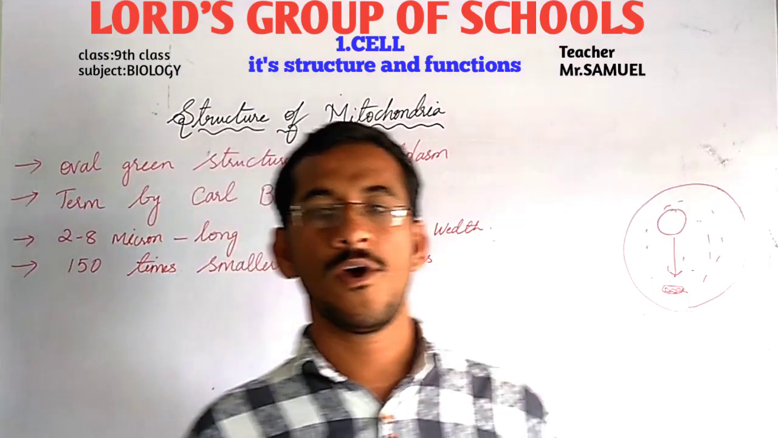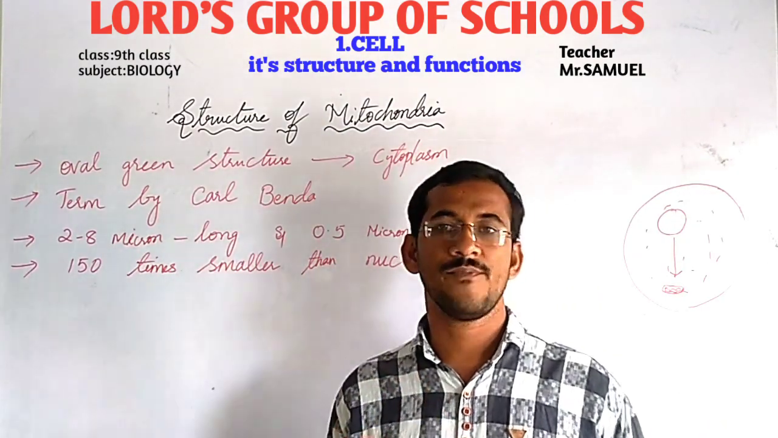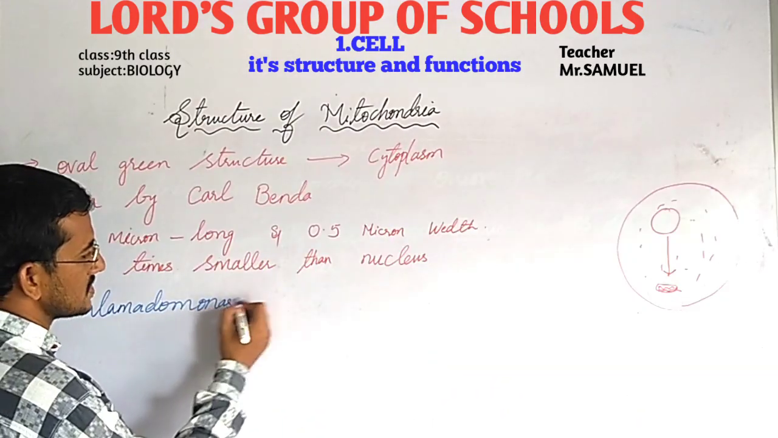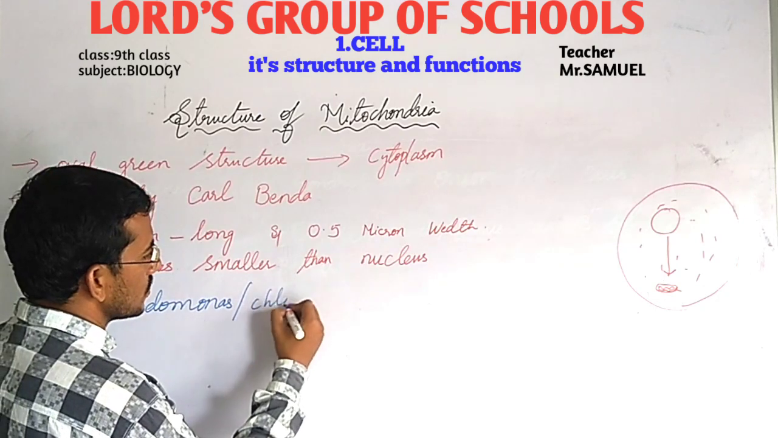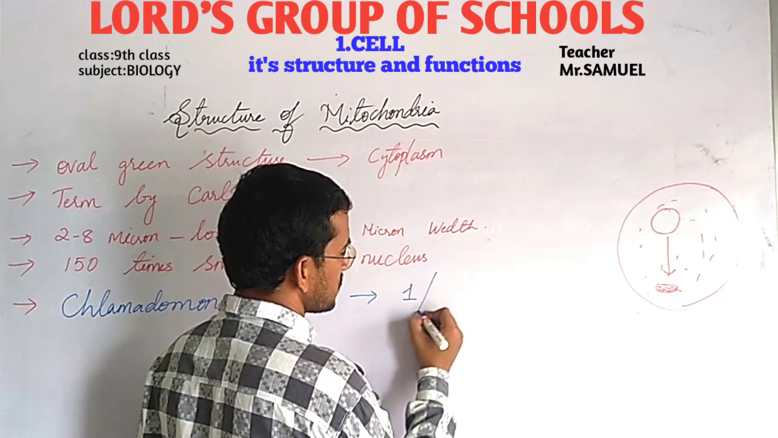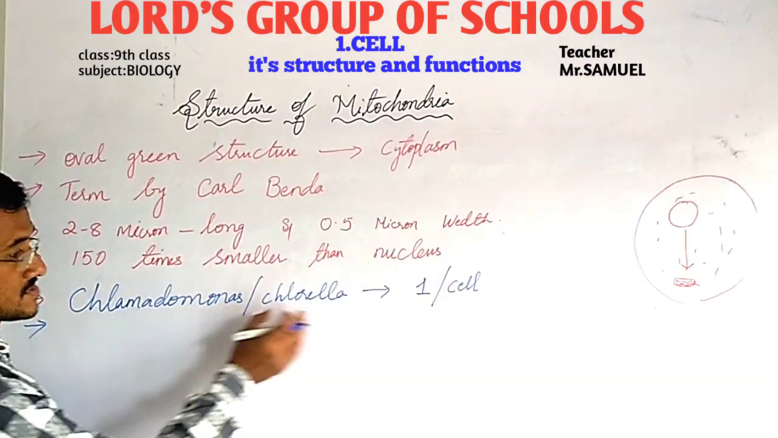Then number of mitochondria. See, in different cells, the number of mitochondria is different. For example, in Chlamydomonas and Chlorella, only one mitochondria is present per cell.